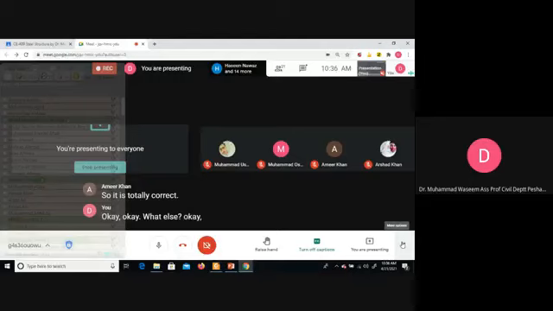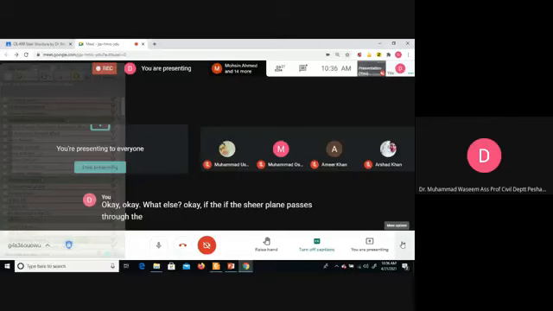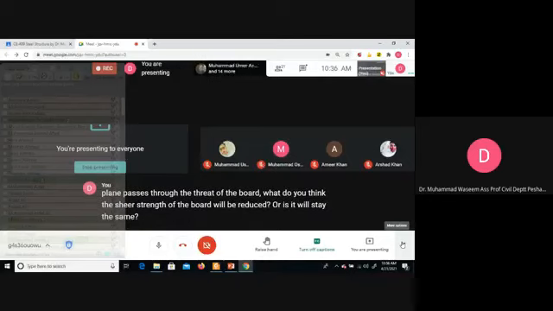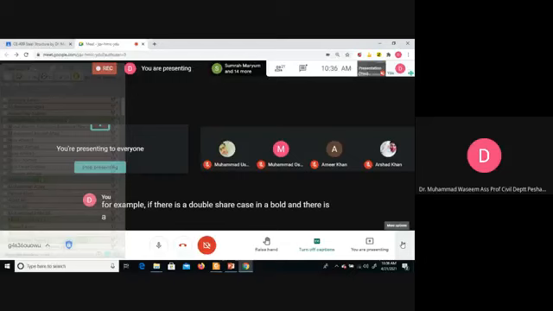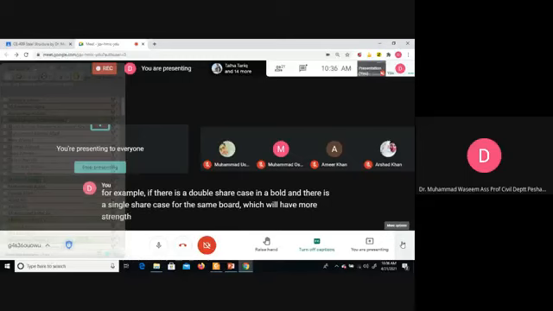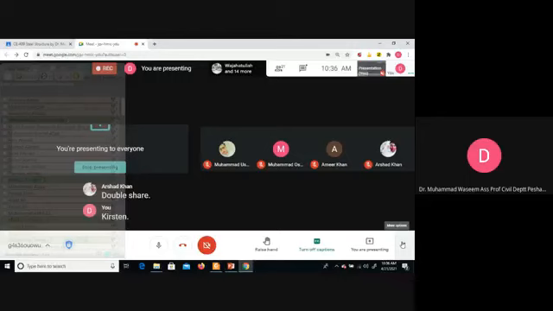Okay, if the shear plane passes through the thread of the bolt, what do you think? The shear strength of the bolt will be reduced, or it will stay the same? Reduced. It will be reduced. Okay. For example, if there is a double shear case in a bolt and there is a single shear case for the same bolt, which will have more strength? Double shear strength. Double shear, sir.